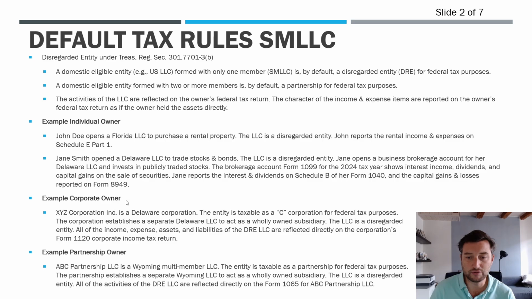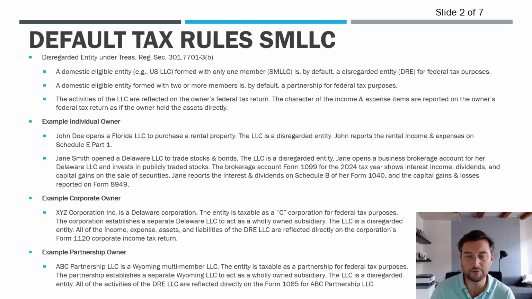If we look at a corporate owner example, let's say we have a Delaware corporation, XYZ, and because it's a corporation, it's taxable as a C Corp for federal tax purposes. Same kind of scenario here. The corporation establishes a separate Delaware LLC, so it opens a subsidiary entity. The Delaware LLC is its subsidiary, and the LLC is disregarded, right? They haven't filed any elections for it. So all that income and expense attributed to that Delaware LLC just gets reported directly on the corporation's Form 1120. So again, you're looking at it almost as if the LLC isn't even there.